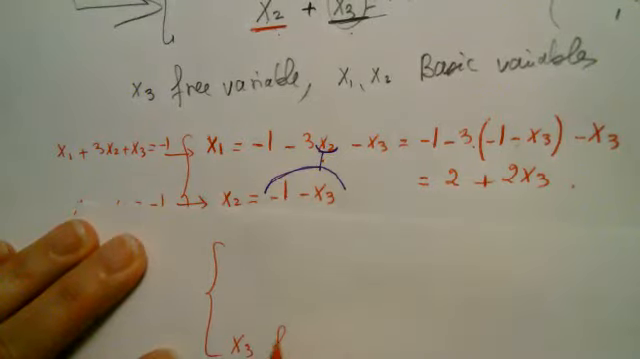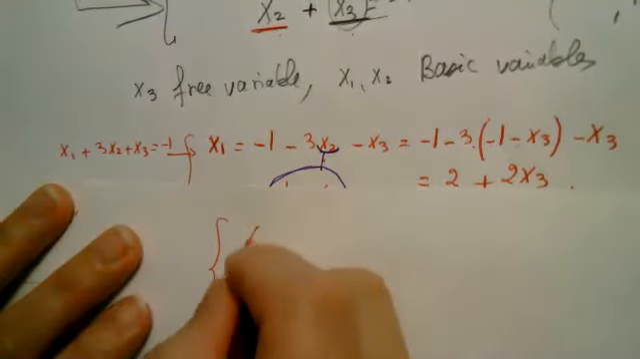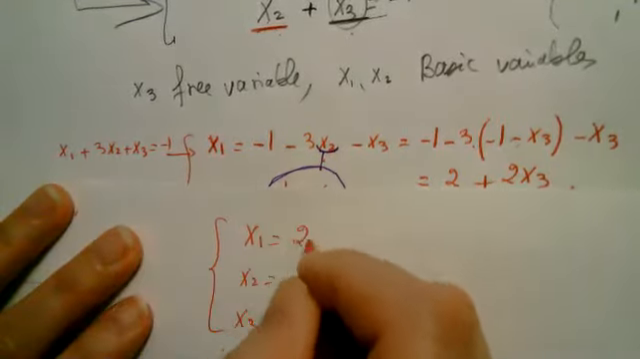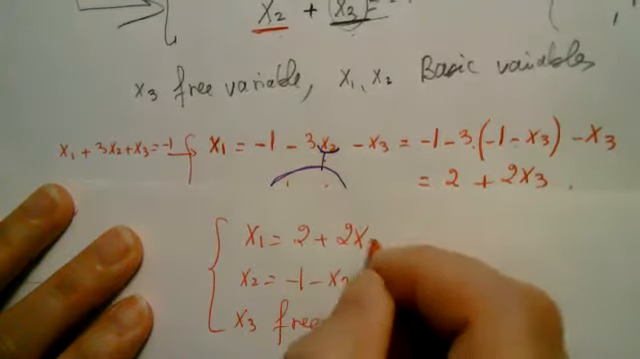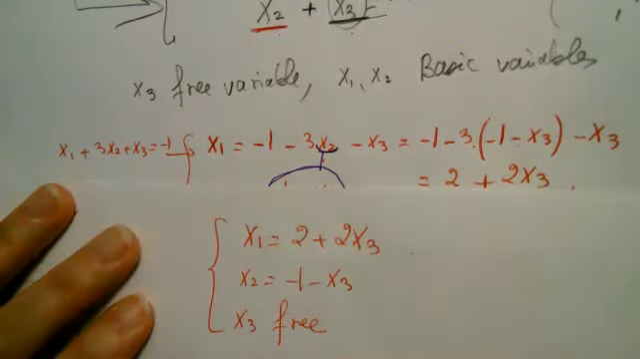x3 is free. x2 is -1 minus x3, everything in terms of x3. x1 is 2 plus 2x3. And that's the end of the problem. Now, what's the benefit of that?